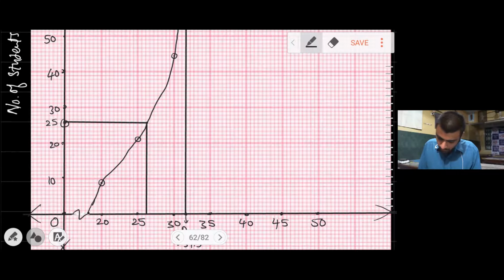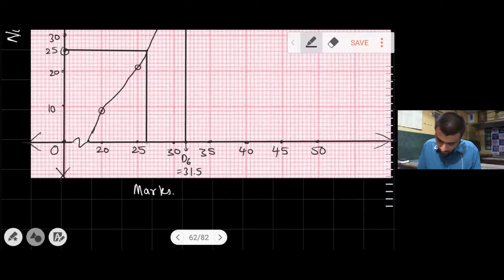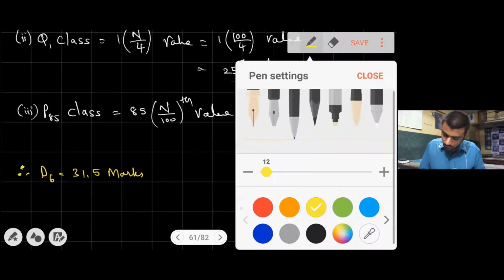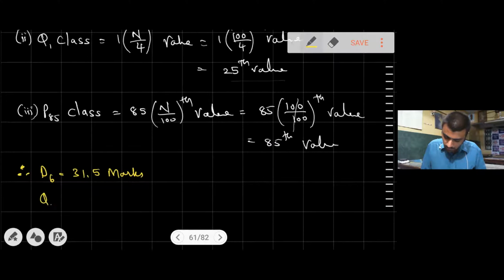So this is a point, this is Q1, which is 26 as per my graph. As per my graph, you may get a little difference here and there. Again I repeat that you may have some changes in the value, approximately, and write it down here. So here we are getting Q1 is equal to 26 marks.